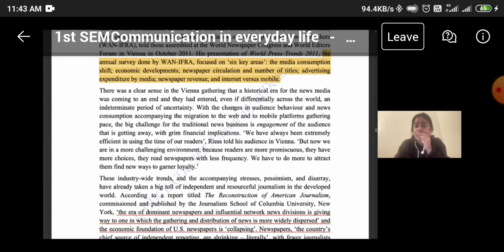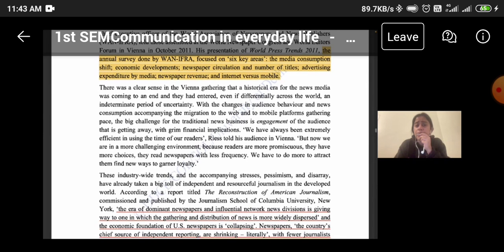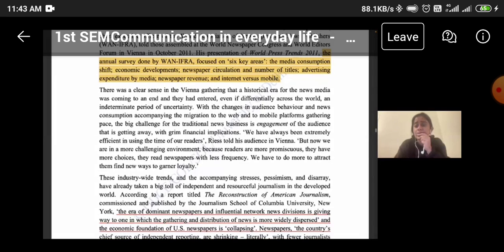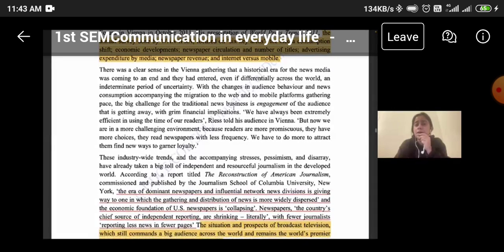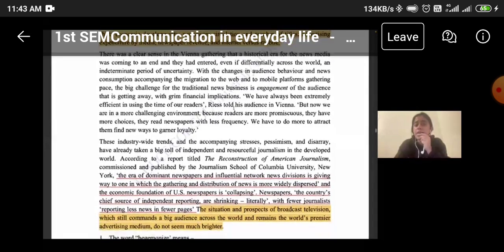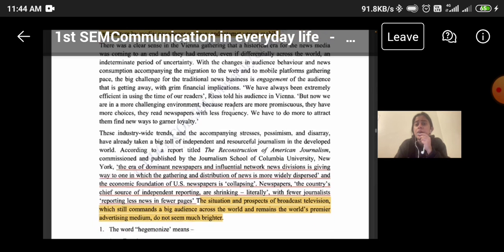His presentation of World Press Trends 2011, the annual survey done by WAN-IFRA, focused on 6 key areas: the media consumption shift, economic developments, newspaper circulation and number of titles, advertising expenditure by media, newspaper revenue, and internet versus mobile. There was a clear sense in the Vienna gathering that a historical era for the news media was coming to an end, and they had entered, even if differentially across the world, an indeterminate period of uncertainty.